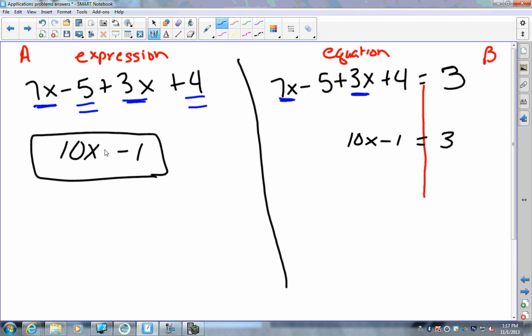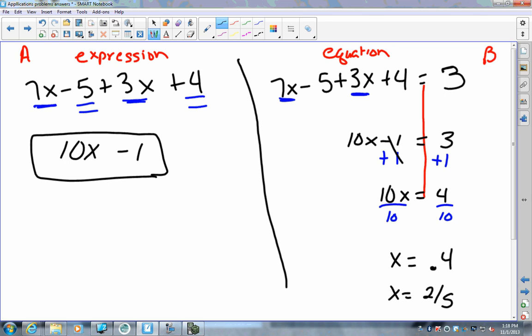Because when I simplified, the left-hand side is exactly the same. Now I go to solve, and I add 1 to each side. I didn't pick a very good number, but that's okay. 10x equals 4. Divide by 10. X equals 4 divided by 10. When you divide that, it will come up as 0.4. Or if you simplified it, it could be 2/5.